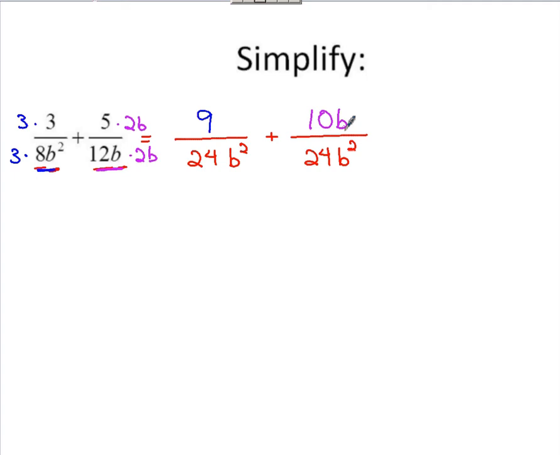Now that you have common denominators, we can go ahead and add through. Put everything over that common denominator of 24b squared. If we add through here, we've got 9 plus 10b on top. There's no factoring I can do with that 9 plus 10b, so that's my answer.